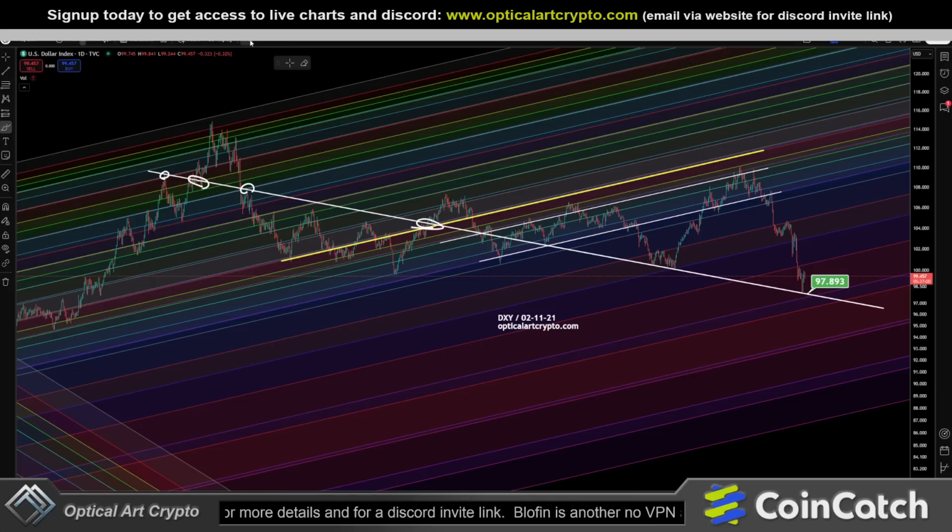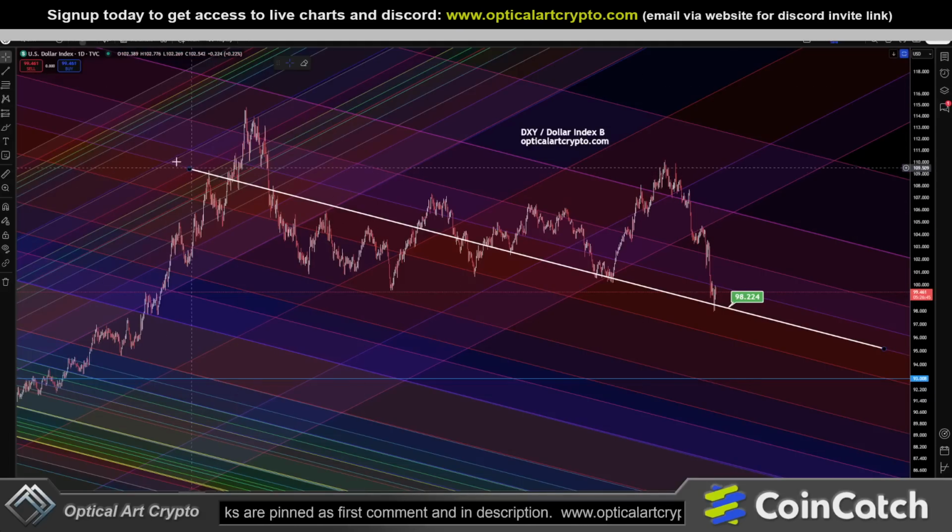We'll have to see what happens. On the flip side, if we break below 97.89, and the dollar continues dropping, that's going to be very bullish for Bitcoin, bullish for the markets. But pay attention, this is a very key support level, and I have that on multiple charts. You can see this is DXY, guys.